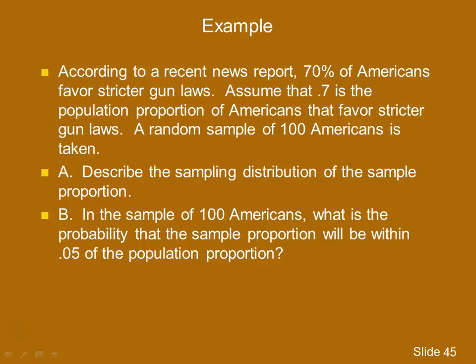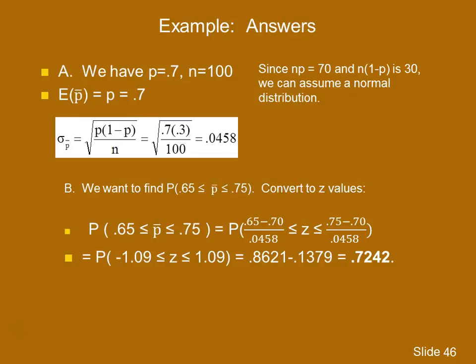Remember again, whenever a question asks you to describe or explain the sampling distribution, you want to know three things. You want to know the mean, the standard deviation, and the shape. So, since we were given in the problem that p is 0.7, that 70% of Americans favor stricter gun laws, n is 100, first we know what the mean of p-bar is. The expected value of p-bar is exactly the same as p, so that's 0.7.